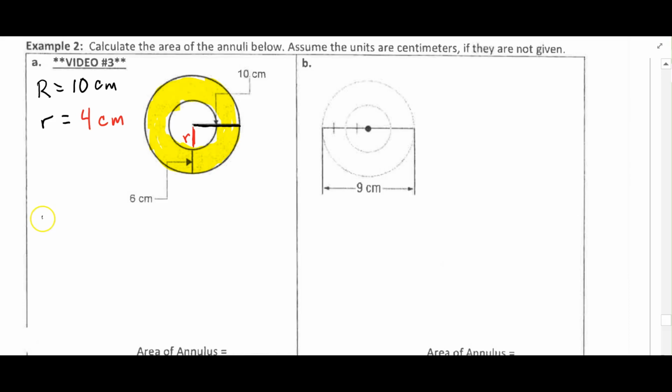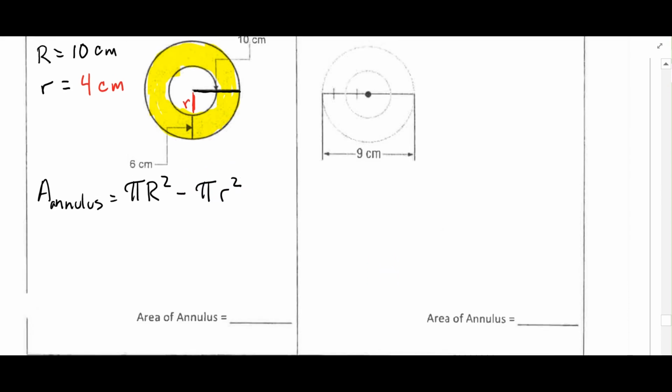And now the annulus is going to be pi capital R squared, so the area of the big circle, minus pi times lowercase r squared, area of the smaller circle. We'll substitute in what we know. So that's pi times 10 squared minus pi times 4 squared. So I'm going to do this problem in terms of pi.